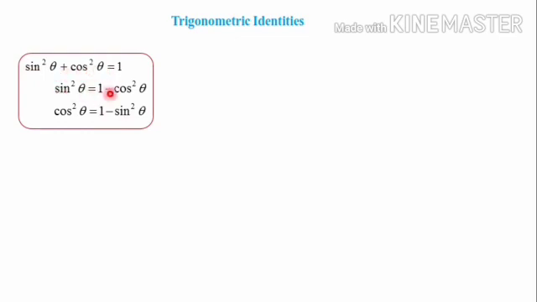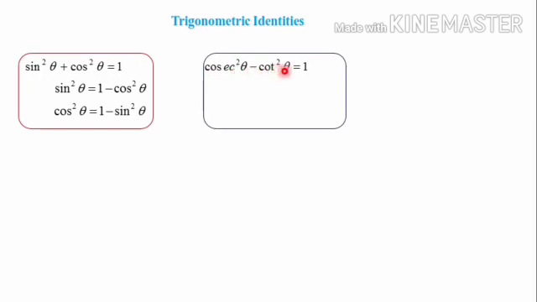Sin square theta is equal to 1 minus cos square theta. Cos square theta is equal to 1 minus sin square theta. The second identity is cosec square theta minus cot square theta is equal to 1. From here, two more results we can derive.